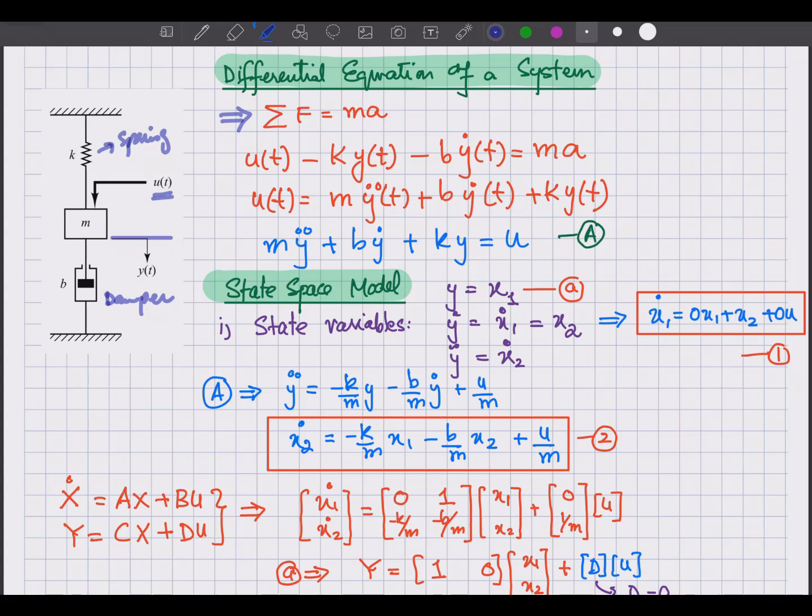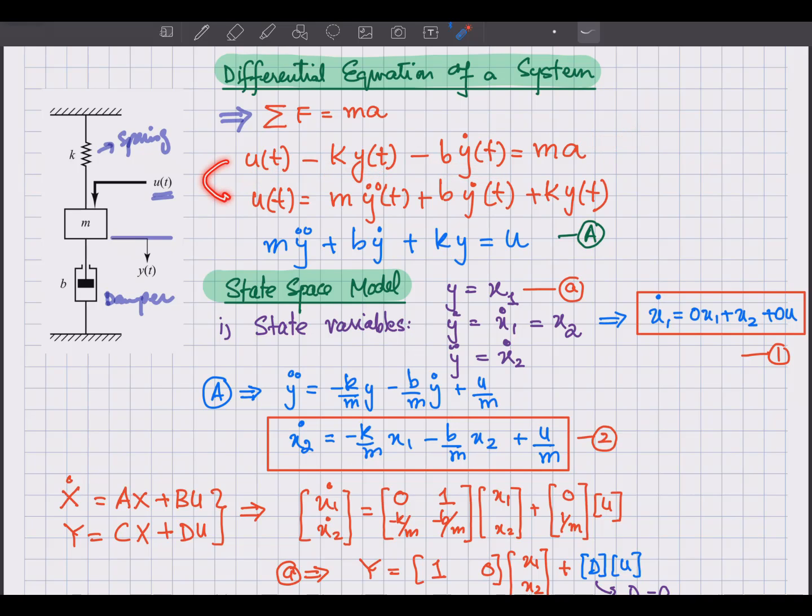The force that we are going to apply is u of t. This will be opposed by this spring force and by this damper force. So damper force is proportional to the velocity, so b into y dot will be the force that will be applied by the damper in the opposite direction of your applied force, and the spring force will be equal to k into y. So this is your applied force, this is the force because of the spring, this is the force because of the damper in the opposite direction, and sum of all these forces must be equal to ma.